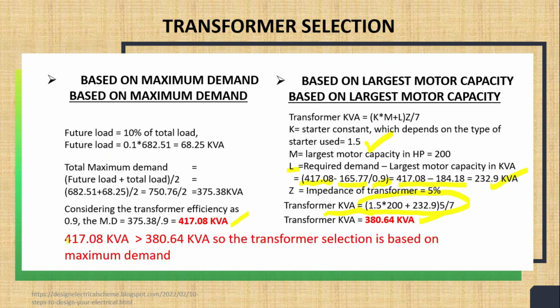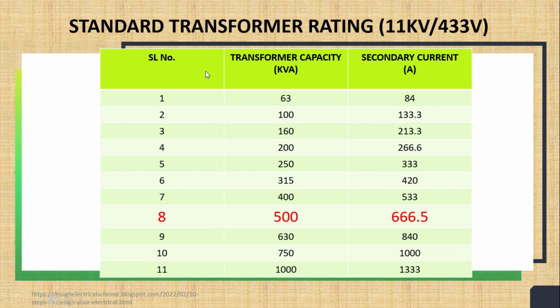This capacity of transformer will not be available in the market because the transformers are manufactured in certain standard capacities. As you can see in the chart, the standard capacities are 63 kVA, 100 kVA, 160 kVA, 200 kVA, 250 kVA, 315 kVA, 400, 500, 630, 750, 1000, 1250, 1600, 2000 kVA. These are the standard capacities of the transformers available in the market.